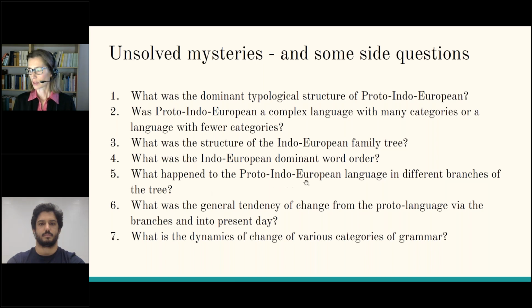What happened to the Proto-Indo-European language in the different branches of the tree? And that depends a bit on what you reconstruct for the proto-language. And what was the general tendency of change from the proto-language via the branches into the present day? And again, that depends on what type of system you reconstruct. And then, of course, what was the dynamics of change of various categories of grammar?